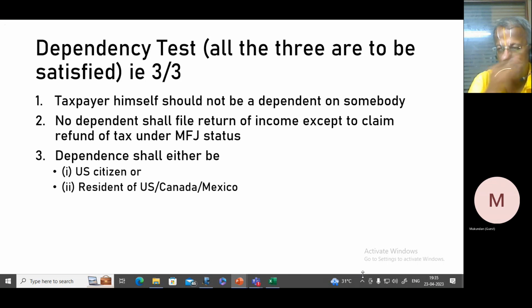Just an example. The other important thing for dependence is that the person should be a US citizen or resident of US, Canada, and Mexico. In the last class, we discussed more about why this preference is given. Now, this 3 by 3 test should naturally be satisfied. There is no relaxation, there is no exception.